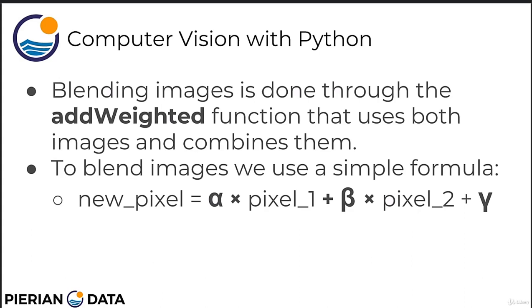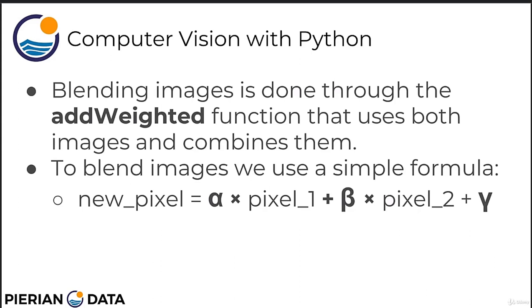The new pixel in the new blended image is equal to some value alpha of your choosing times the first pixel in the first image, plus some value beta that you also decide times the second pixel in the second image at the same location. And then if you want, you can optionally add in a gamma factor. All you're doing here is a weighted sum.